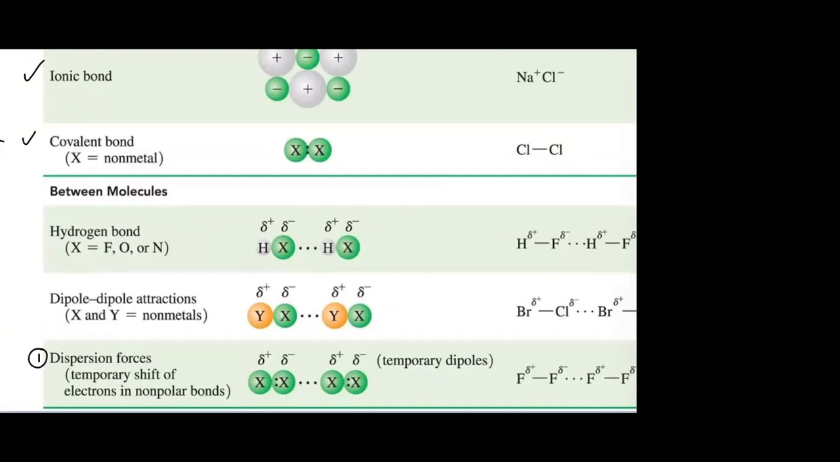As we have learned already, those electrons are going to be circling. And temporarily, they may just move to one side of the molecule, okay? When they move to that one side of the molecule, then that makes the nucleus of the atom go to the other side of the molecule. That's why you see that delta positive, delta minus.